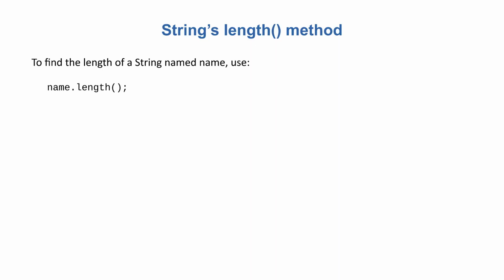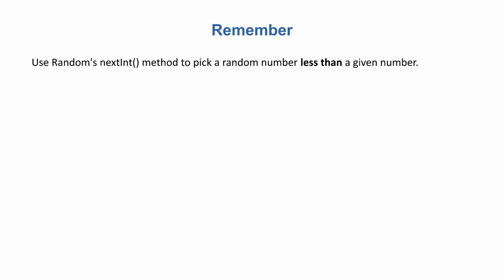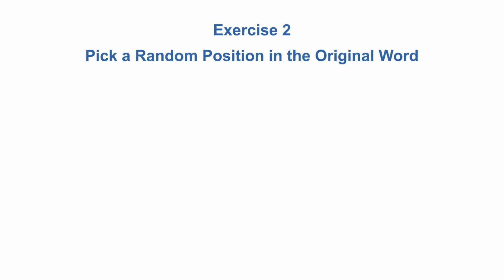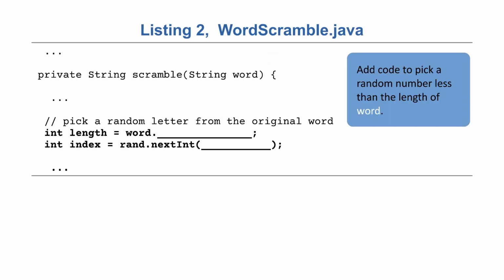In order for the random number generator to pick a letter from a string, it needs to know how long the word is. String has a method named length that returns the number of characters in the string. For example, to find the length of a string named name, use name.length. Do you remember how to generate a random number using a random variable? Use Random's nextInt method to pick a random number less than the number passed in as the parameter. Exercise 2. Pick a random position in the original word. Add code to pick a random number less than the length of word.